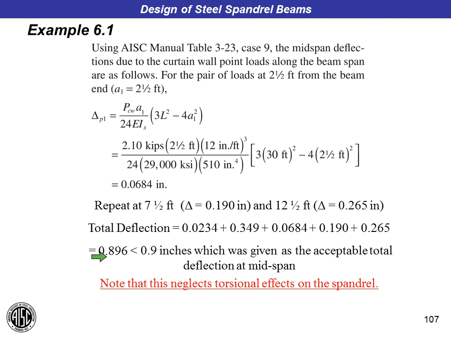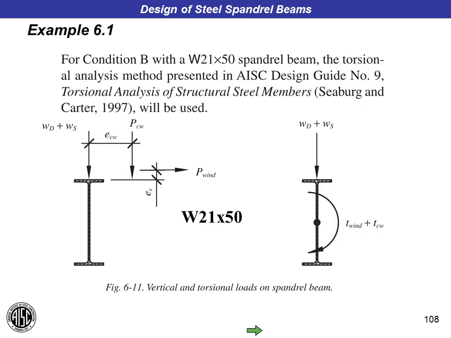So this is the dead load on the spandrel beam, the snow loads on the spandrel beam, and the curtain wall vertical loads on the spandrel beam, and the deflection of the angle that we're using to support the curtain wall. So we're right at our deflection limit. So again, this neglects torsion on the spandrel. So what happens if we do consider the torsion on the spandrel? Well, the wind load, again, is eccentric to the top flange, and the vertical load, the gravity load of the curtain wall, is also eccentric to the spandrel beam. So these combine to impose a torsion on the spandrel.